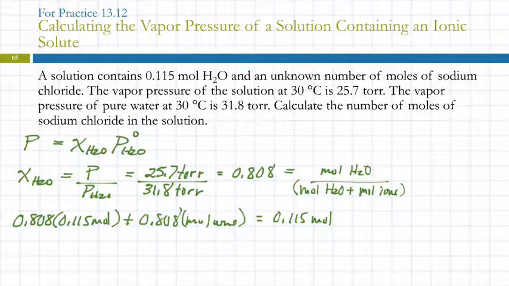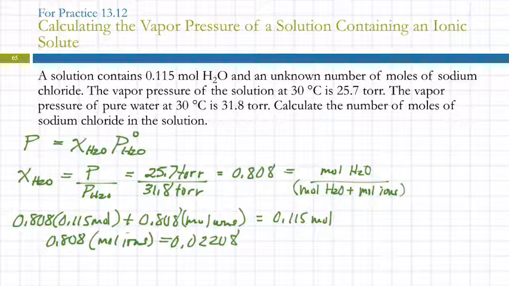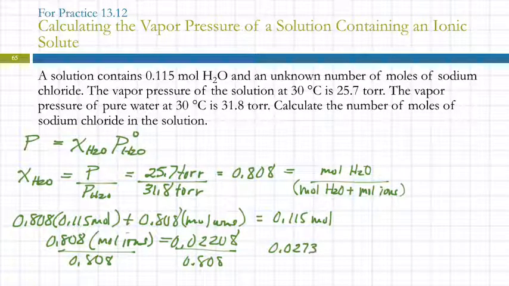So we end up with 0.808 times moles of ions being equal to 0.02208. Divide both sides by 0.808. We end up with 0.0273 moles of ions, moles of particles, right?